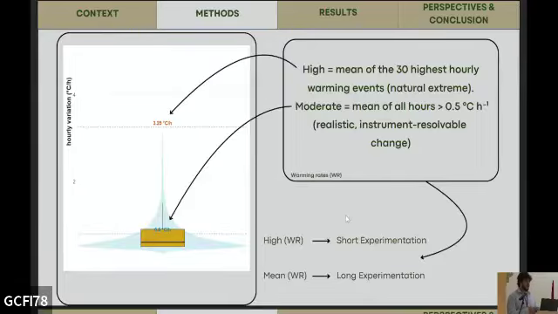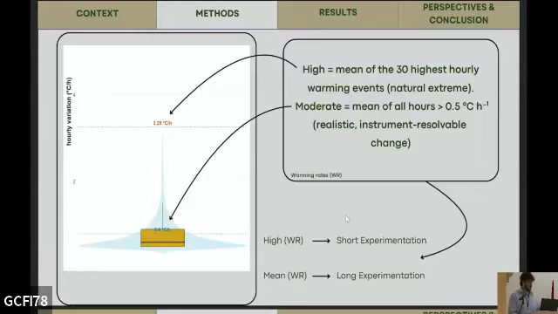So we decided to find two different warming rates, one high, which was calculated by the mean of the 30 highest hourly warming events, something that will help us mimic marine heat waves, and one moderate, mean of all hours, something more normal, explaining more what's happening on a daily basis. For the high, we came up with 3.25 degrees an hour, and for the mean one, 0.8 degrees.